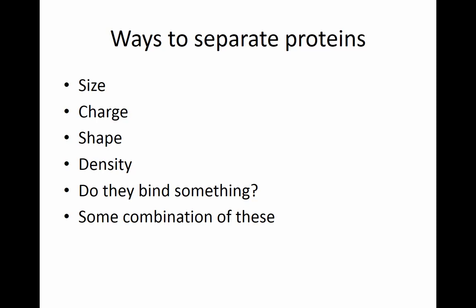You can separate by density. If the proteins bind something, if they're enzymes and they bind a substrate, you can separate the proteins in that way, and that can end up being very specific. Or you can do some combination of these. And if you are purifying proteins as a job, you probably would use some combination of attributes for your protein in order to separate it from the rest of the cellular proteins that might not be so valuable to you.